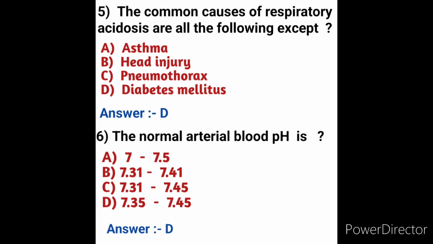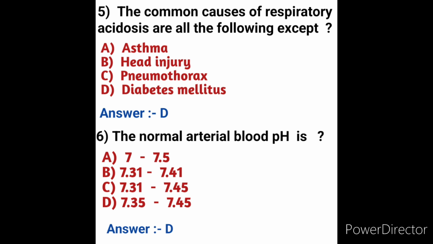The common causes of respiratory acidosis are all the following except which condition? Which of the following is the except condition for respiratory acidosis? We will see the options here. Option A asthma, option B head injury, option C pneumothorax, and option D diabetes mellitus. The except condition for respiratory acidosis is option D, diabetes mellitus.